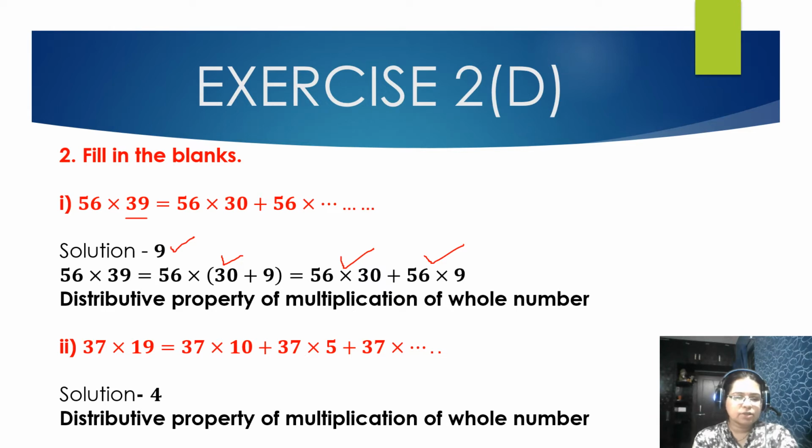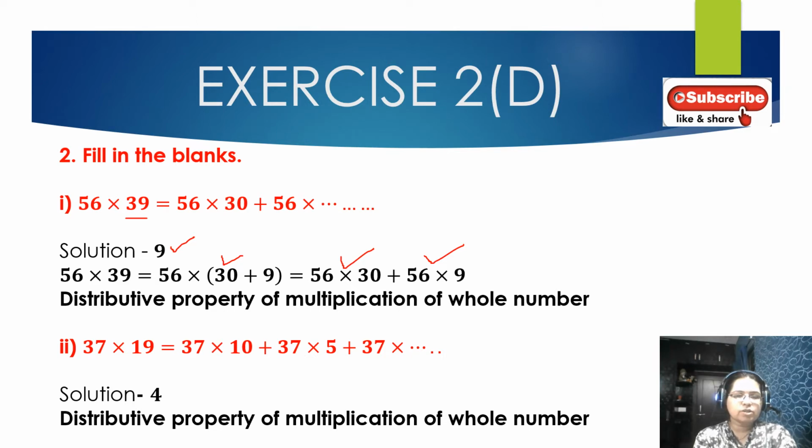Second bit, 37 multiplied by 19 equal to 37 multiplied by 10 plus 37 multiplied by 5 plus 37 multiplied by dash. We can write 19 as 10 plus 5 plus 4. So 37 multiplied by 19 equal to 37 multiplied by (10 plus 5 plus 4), and 10 plus 5 plus 4 is inside the bracket.